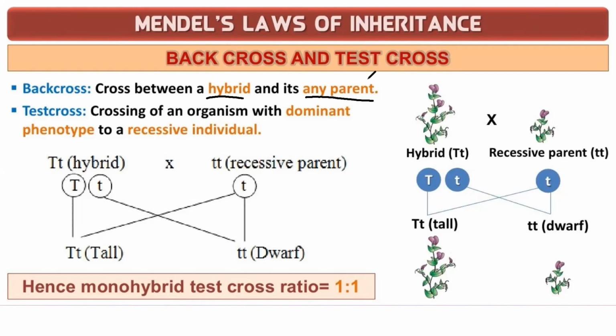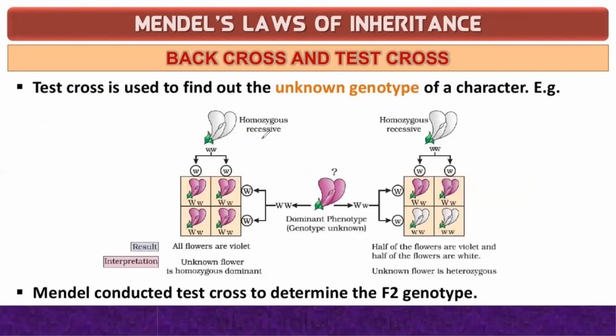Another one is test cross. As the name indicates, it's a test. It is used to identify the unknown genotype of a progeny with a known phenotype. It is the crossing of an organism with a dominant phenotype with a recessive individual. So here, only the recessive individual has to be taken, and the other one is the dominant phenotype. Let's learn about the test cross and back cross. The test cross is used to find out the unknown genotype of the character.